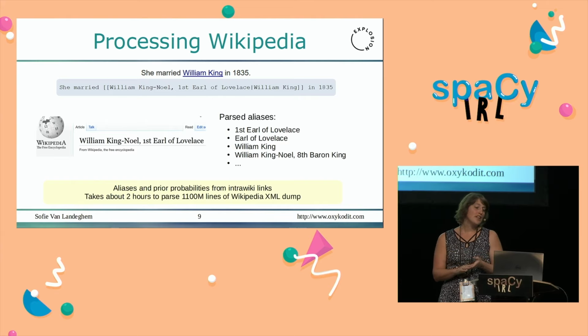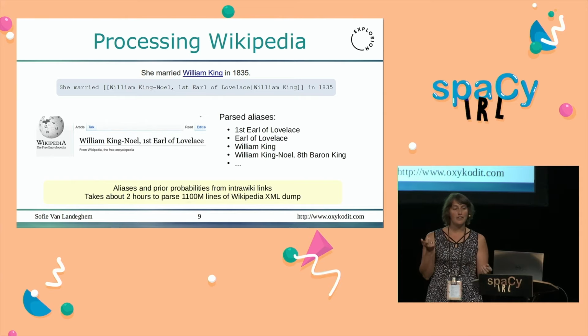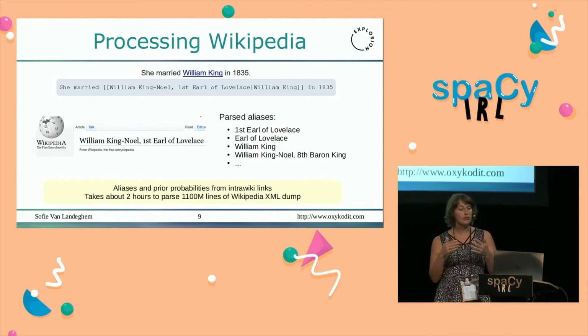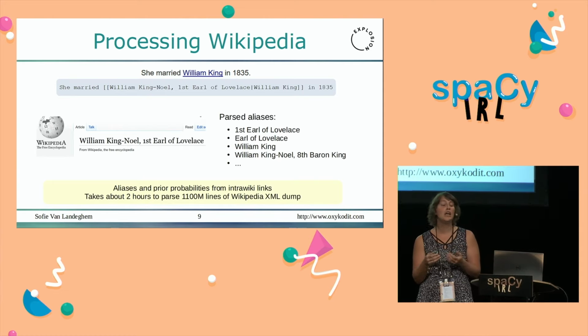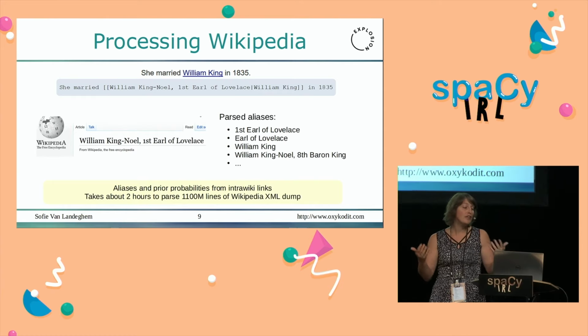By processing a full dump of Wikipedia, we basically get all of these intra-wiki links. So you see there, the sentence is about Ada again. She married William King in 1835. So you see the intra-wiki link where you can easily parse the fact that the William King mentioned there is linked to that longer entity, William King-Noel, 1st Earl of Lovelace, who is a very specific person who has a very specific Wikipedia title page. So we can get all of these aliases and their prior probabilities, how likely it is that a certain alias links to that entity. We can get those for free by parsing Wikipedia. So that's what we did.